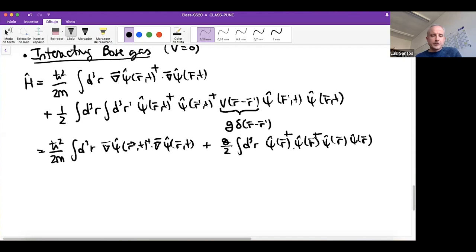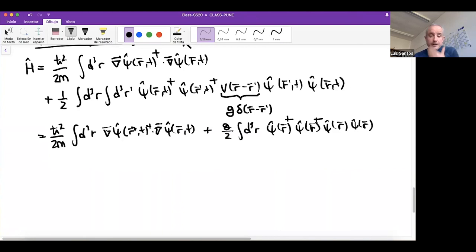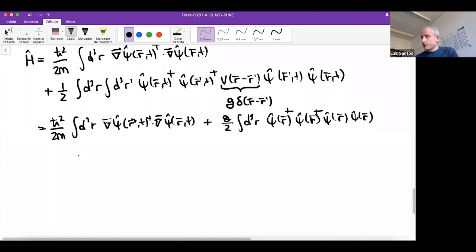And now I can pass to momentum space, yes? So let me discuss this in momentum space. This is the best way of describing this problem because I actually have no potential. So the right quantum number is the momentum, because this is a translation invariant system. So now I Fourier transform here.